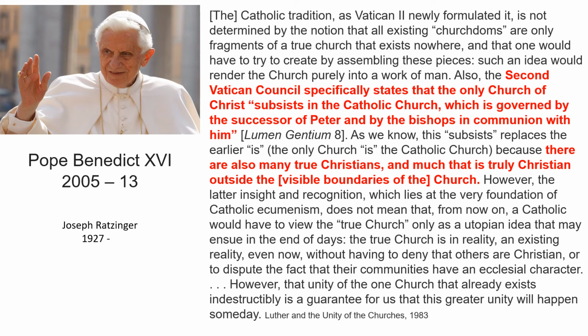The Second Vatican Council specifically states that the only Church of Christ subsists in the Catholic Church, which is governed by the successor of Peter and by the bishops in communion with him. There are also many true Christians, and much that is truly Christian outside the visible boundaries of the Church. Now that is a significant move even from the statements in Vatican II in the 60s. But if you compare that with the statements in 1928, it's pretty close to a U-turn.